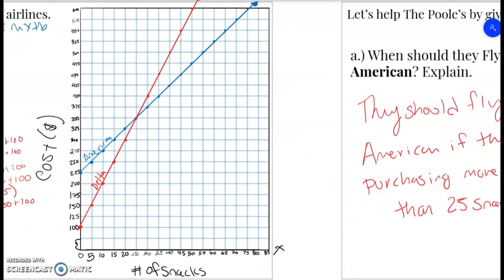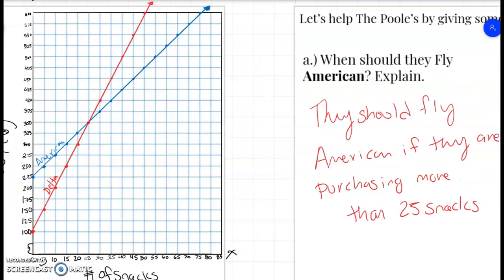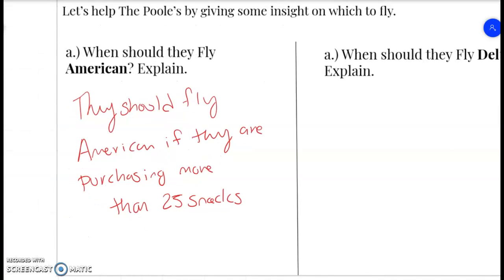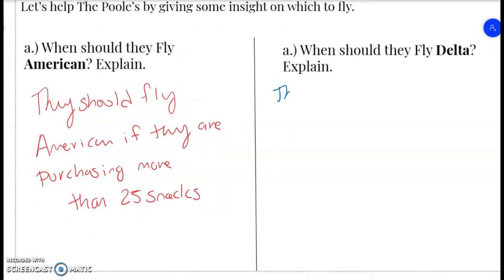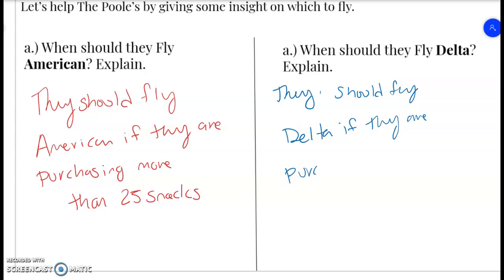And then for Delta, what would be for Delta? Well, we should fly Delta until I get to the 25 snack mark. So instead of they should fly American, we're going to say they should fly Delta if they are purchasing less than 25 snacks, because it'll be cheaper.